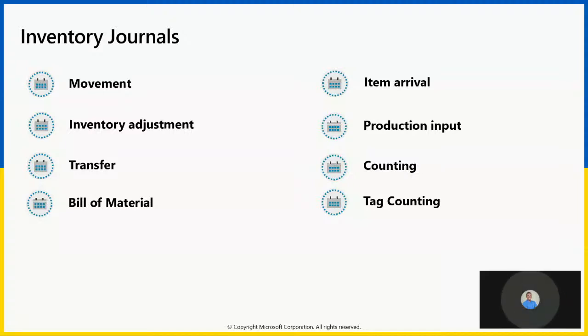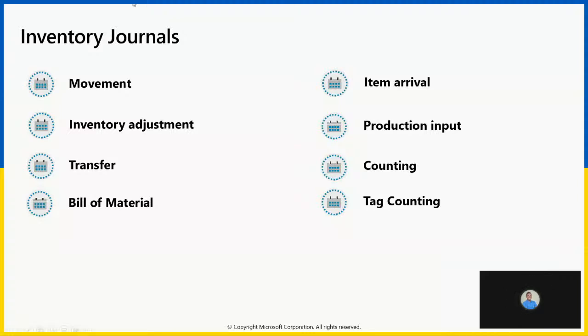Or we can use the movement journal for consumption. So say, for instance, I have items that are residing in a site or in a warehouse, and this item needs to be consumed by the employee. So we can use the movement journal to consume this item. We can use the inventory adjustment journal to adjust the number of items we have. And we can use the transfer journal to transfer our items from one site to another.